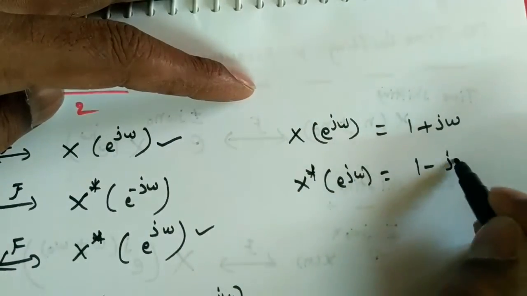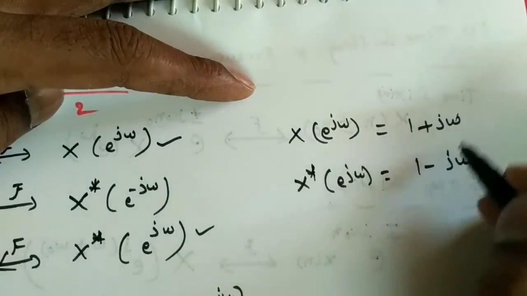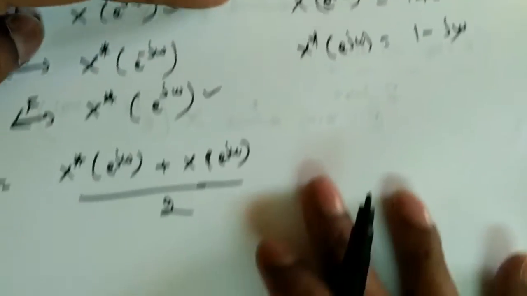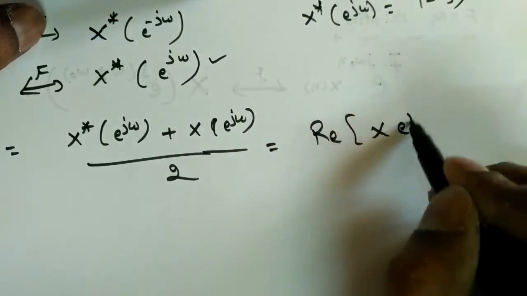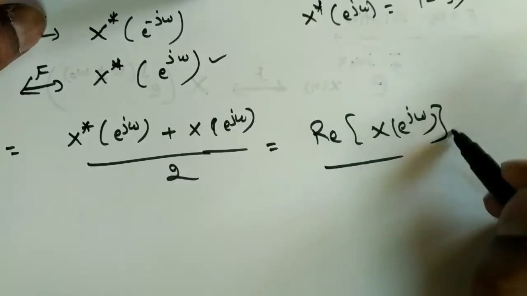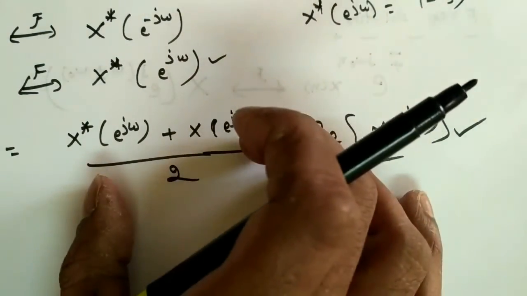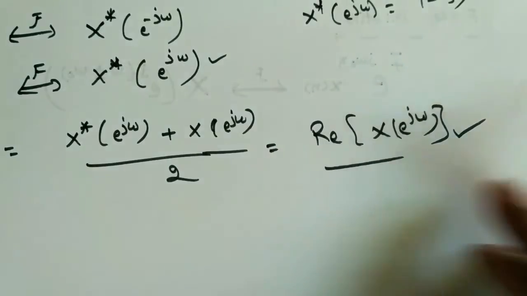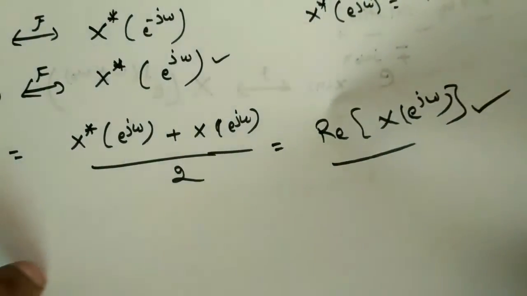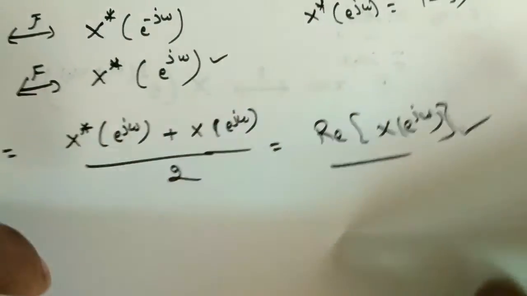Now what is the x conjugate we will get? It will become 1 minus jω. If I add these two, this imaginary term will be cancelled, we will get only the real term. So this is real of x of e power jω. So this is the answer. So when we add the conjugate and the non-conjugate one, we'll get only the real part, right? Next we'll see one more problem.